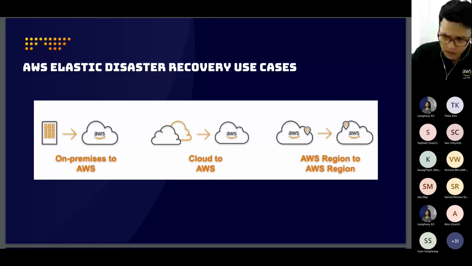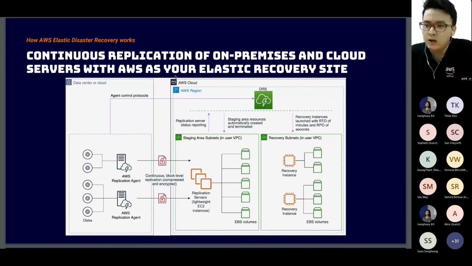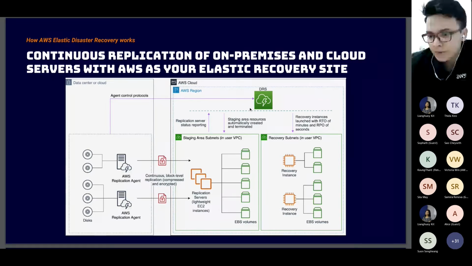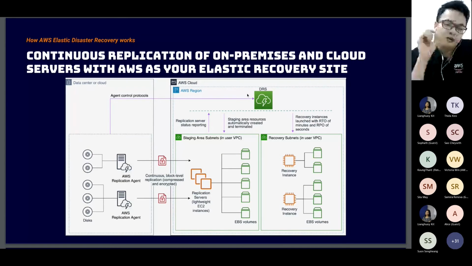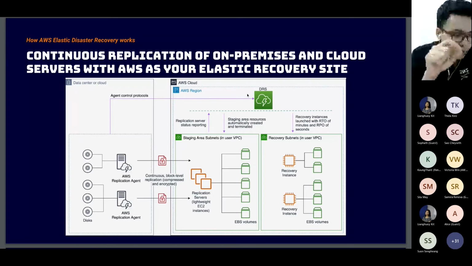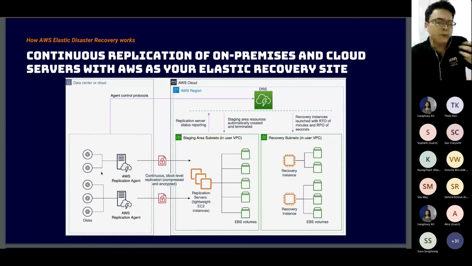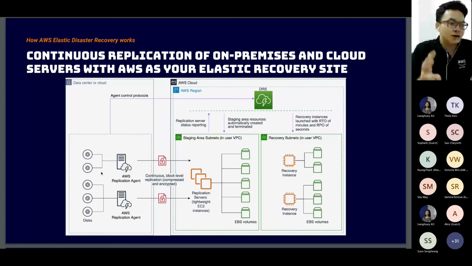So this is the overview architecture. Let's look at it a little bit. DRS has to install the replication agent on the source server, because we have to replicate from the source server to AWS. For the installation of the replication agent on the source server, we don't need to reboot the server, and it does not impact our server performance.